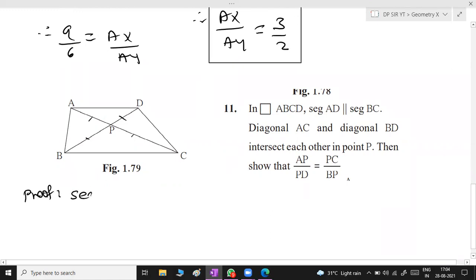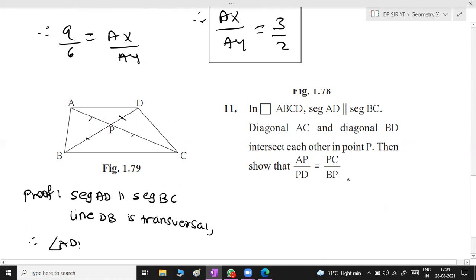So what is given to me? Seg AD is parallel to seg BC. It is given to me, right? Now, what is the transversal here? Line DB, whatever you write, I'm writing line DB is the transversal. Okay. So can you see which angles are forming here? There are alternate angles. So angle ADP is congruent to angle CBP. Here these are alternate angles. Let this be your equation number 1.